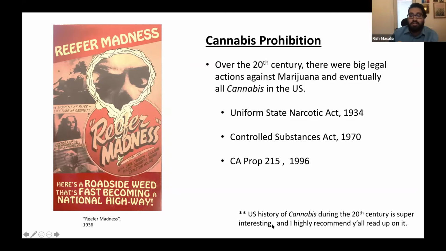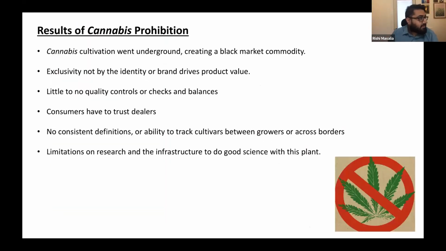So the US history of cannabis during the 20th century is really interesting, and I highly recommend that people read up on it, because there are some interesting aspects to it involving prominent figures of the time and their own motives for wanting potentially hemp suppressed in favor of other materials. And if there are questions, we can cover that at the end.